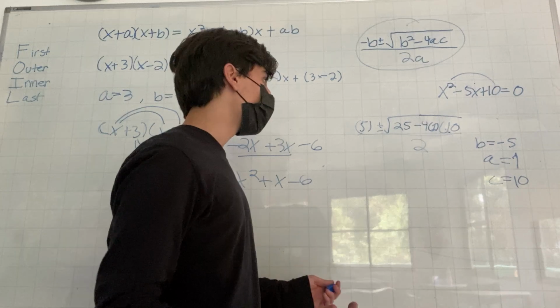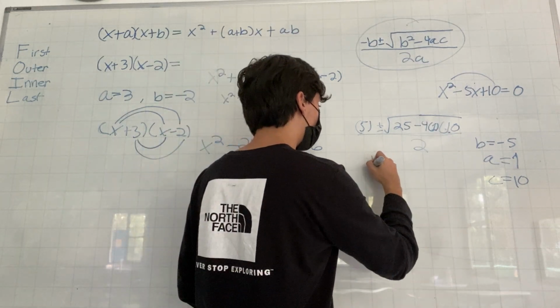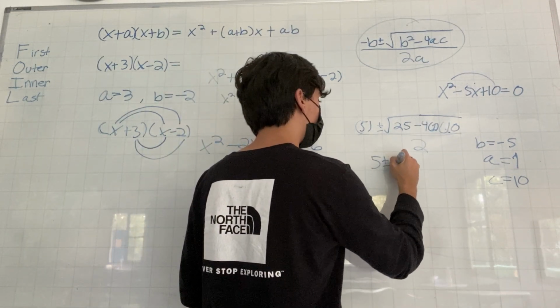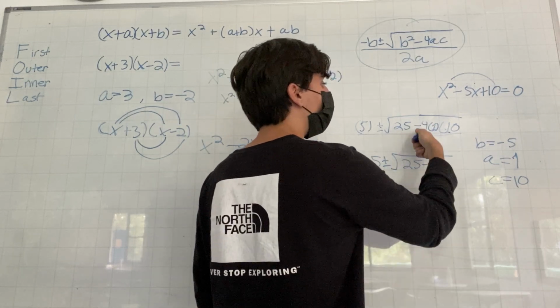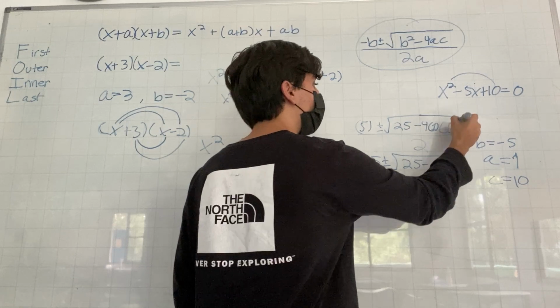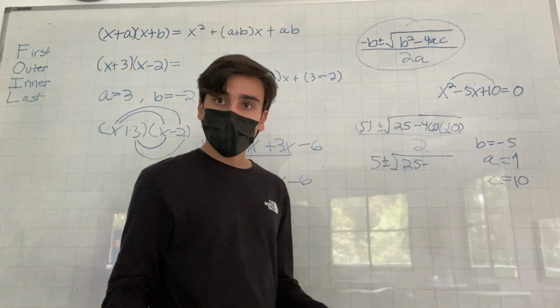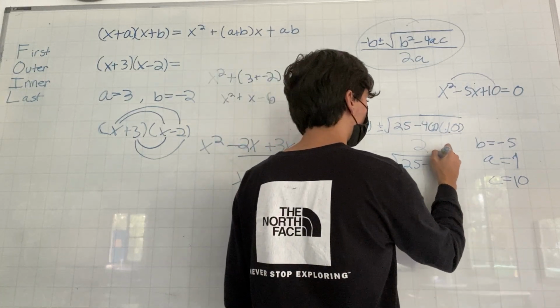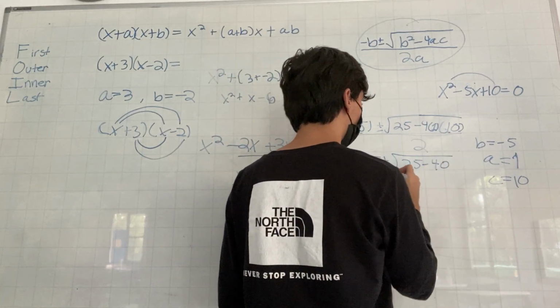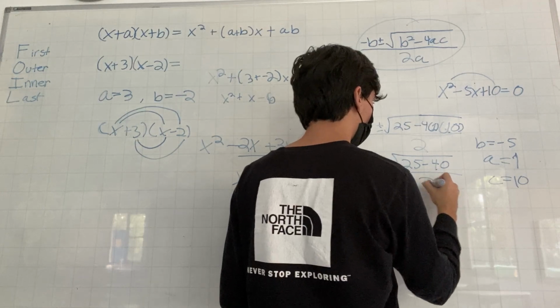So now we have to simplify this. 5 plus or minus the square root of 25 minus 4 times 1 times 10. 4 times 1 is just 4. 4 times 10 is 40. So it'll be 25 minus 40, all over 2.